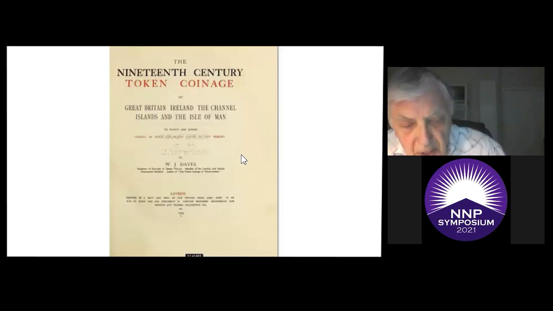The second book is the 19th Century Token Coinage by W.J. Davis and published in 1904. This lists 33 main types with about 22 illustrated.